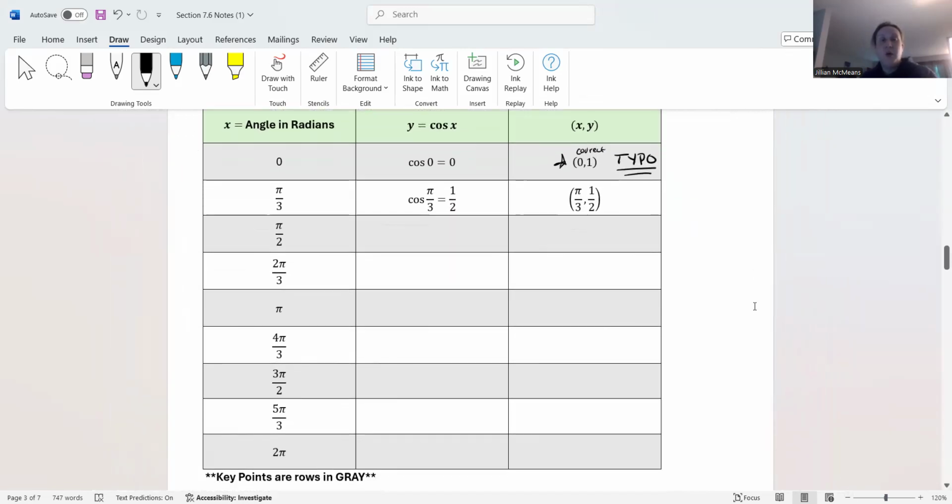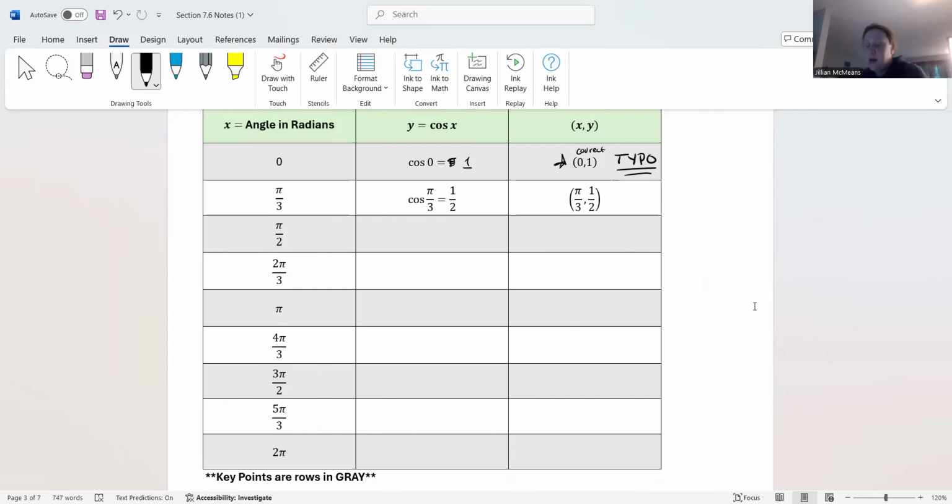Okay, so when you have cosine, when you have theta equals 0 radians, you should get that cosine equals 1. Okay, so I had a typo. I think I was copying and pasting and I just didn't catch it. So we should have that cosine of 0 equals 1 and the ordered pair is (0, 1). So if you've got an old version of the worksheet, make sure you fix that.